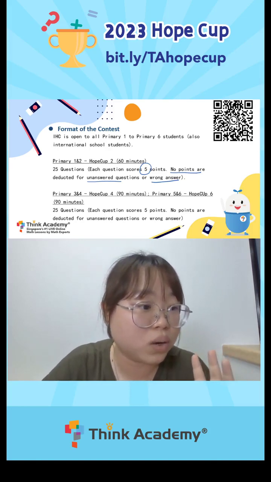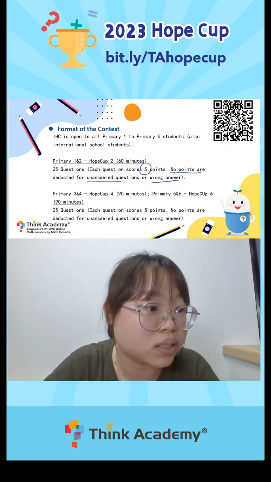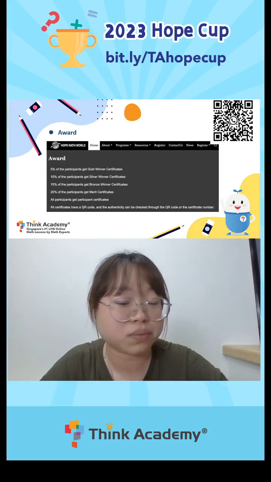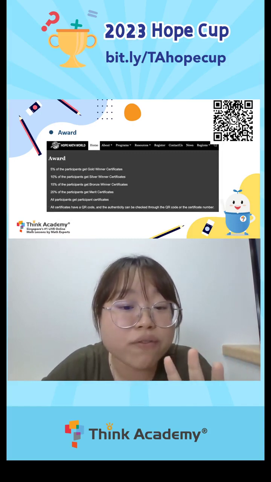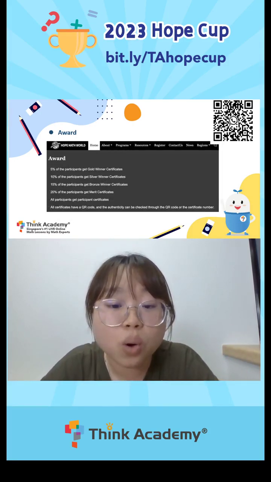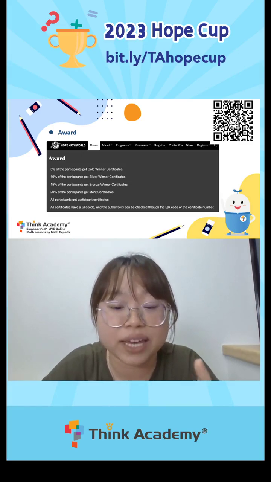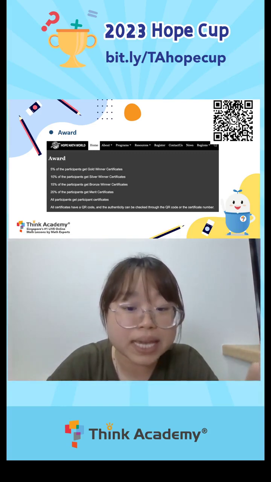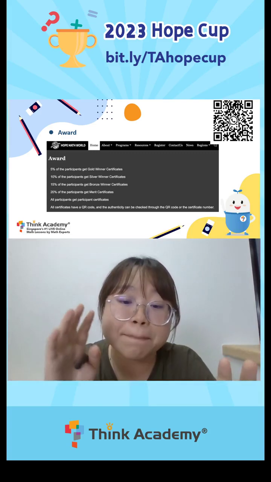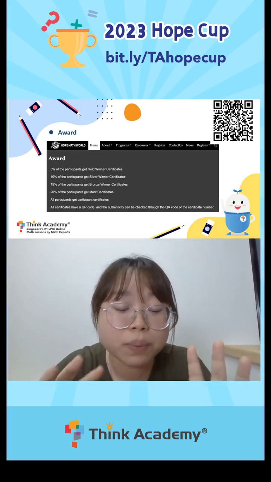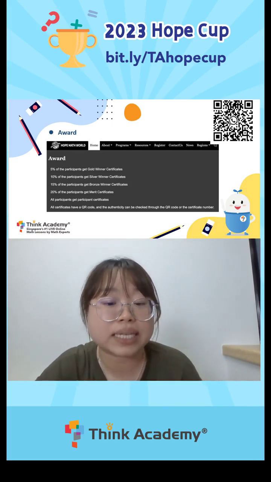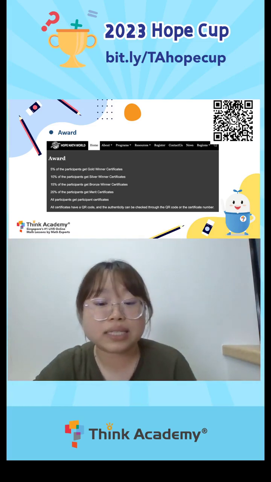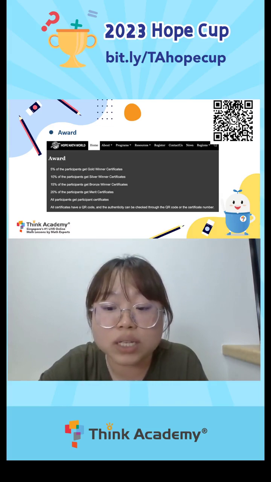So, we all know about the format, what about the awards? Okay, this is the very important thing. What about the awards? The top 5% of the participants will get gold winner certificates. It's not a medal, it's a certificate. And top 10%, silver, 15%, bronze, 20% you'll get merit certificates. All the participants will get participant certificates. And for all the certificates, we have one special QR code. The authenticity can be checked through the QR code or the certificate number.